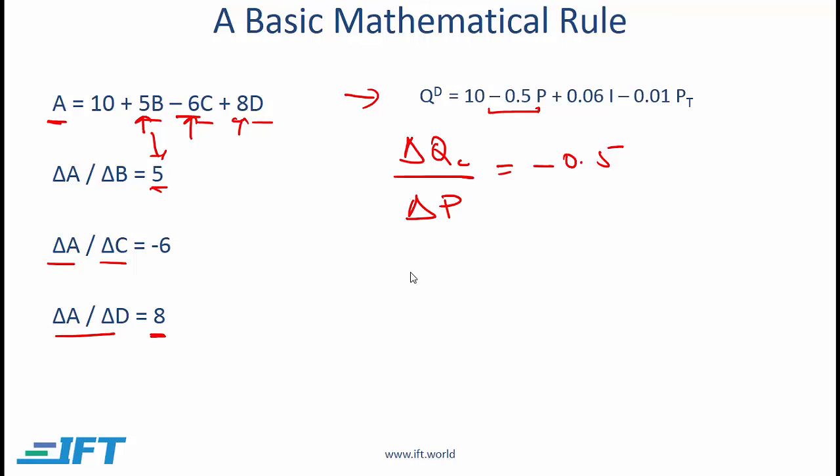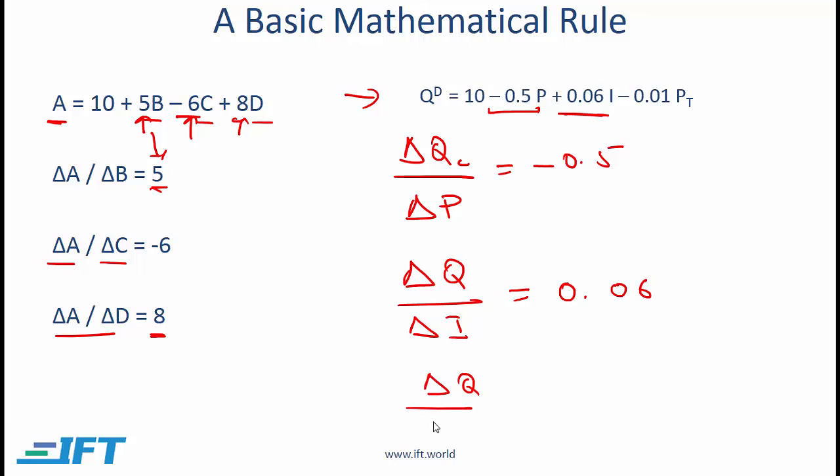Now you tell me, what is delta Q over delta I? You're right, that is 0.06. What about delta Q over delta PT? Now this is the price of tables, and again you are right, the answer is minus 0.01.